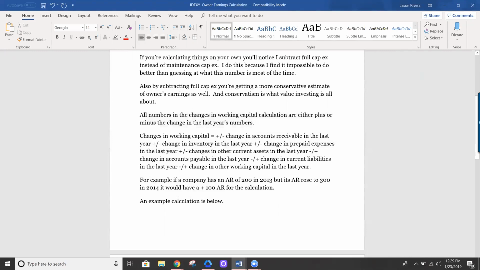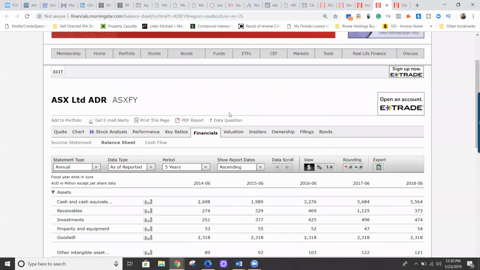This is where things get confusing, because if there's a negative here, you start out negative, so you have to figure out if it's supposed to be negative or positive. And again, we'll get to that either with this company or another company, most likely. So plus minus changes in accounts receivable in the last year. So we go to the balance sheet. Again, year to year.